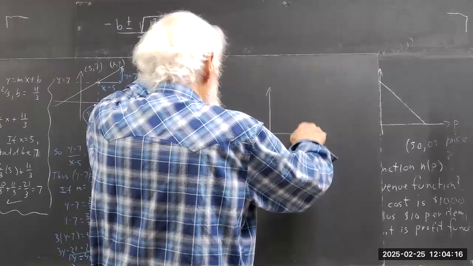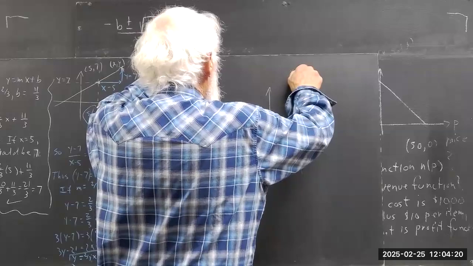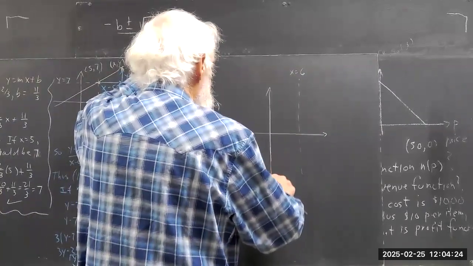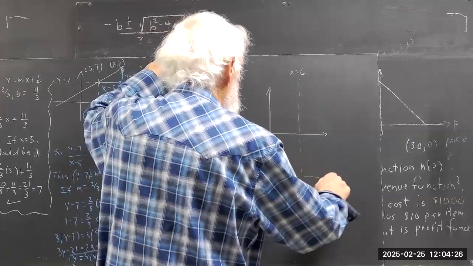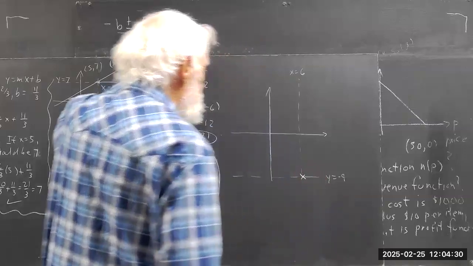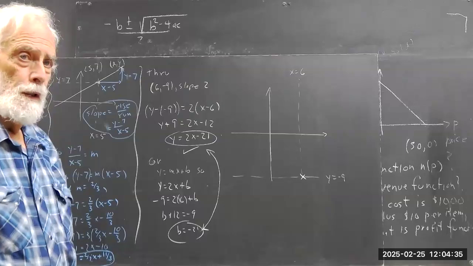Get to point 6, -9. In other words, this point here. So x equals 6 is going to be there. I'm going to put y equals -9 here. My slope is 2/3.